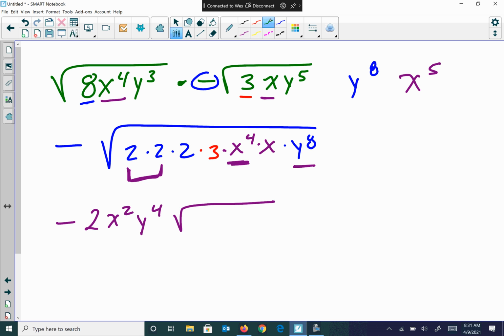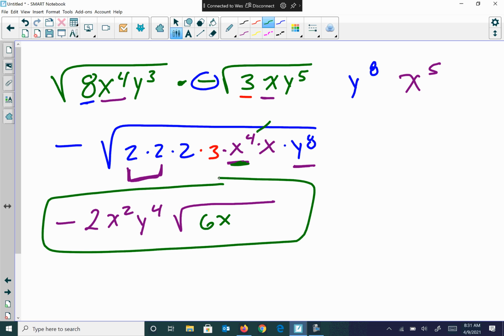Okay, when I take the square root of this, I take half of the exponent. Okay, that's why I want to make it an even number, because you can take half of an even number, right? I lost train of thought. Oh, what do I have left underneath? Go ahead, Phil. 6x, agree. You have the 2 and the 3 and the x, so 2 times 3. So there's that problem all worked out.